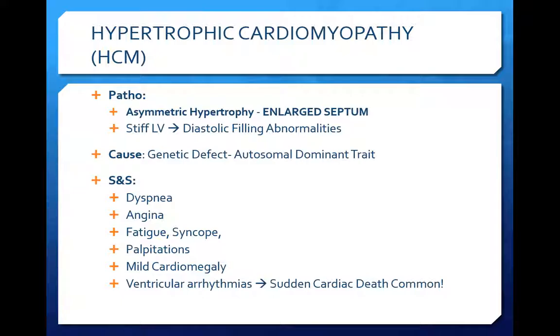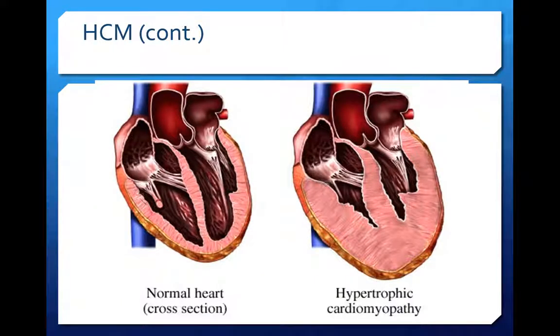And other symptoms, if they're not asymptomatic, they might present with dyspnea, angina, fatigue, syncope, palpitations, again that is a result of the ventricular arrhythmias, and they're going to have mild cardiomegaly. So if you see a cross section of a normal heart versus a hypertrophic cardiomyopathy heart, same concept with diastolic heart failure. Because the walls thicken, they take up the normal space of the ventricles, so there's less space for the blood to fill. So as the muscle hypertrophies, it's decreasing the chamber size.